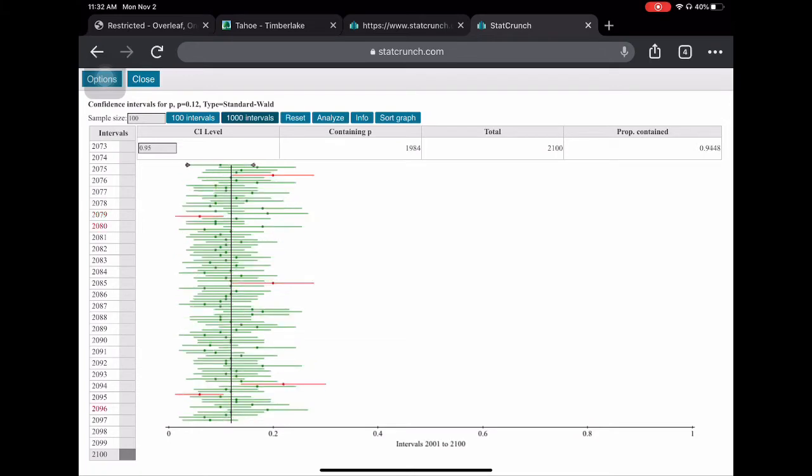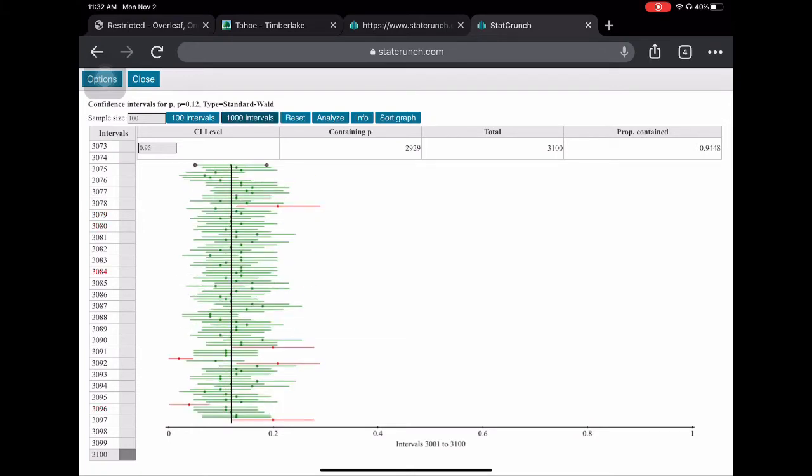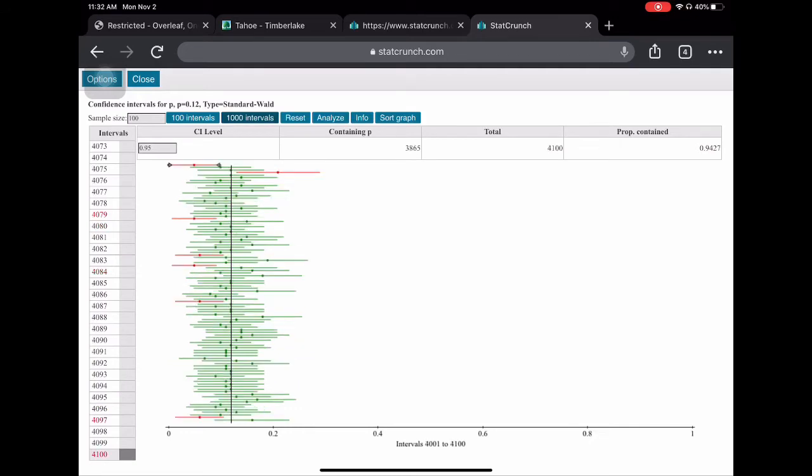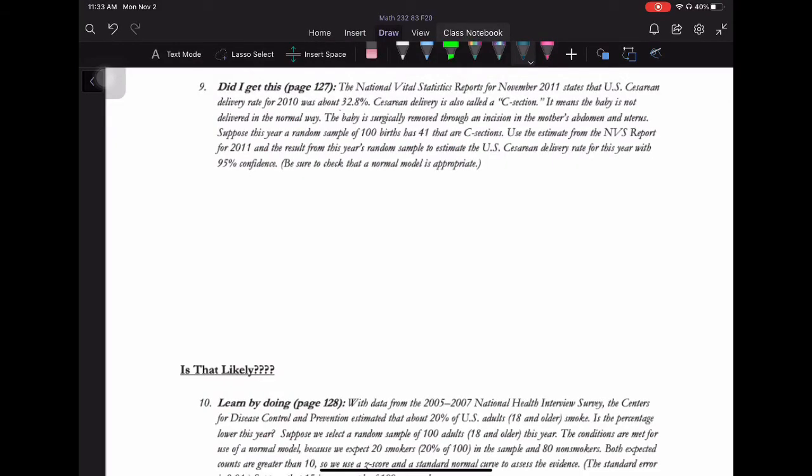Let's do another 1,000. Oh, we got 94.48. Another 1,000, 94.28. So notice that some of our proportions are capturing and some are not, but we're sticking really around that 95% as we would think. Now we're going to calculate a confidence interval, and then we're going to answer whether something is likely or not and whether our values are unusual or not.